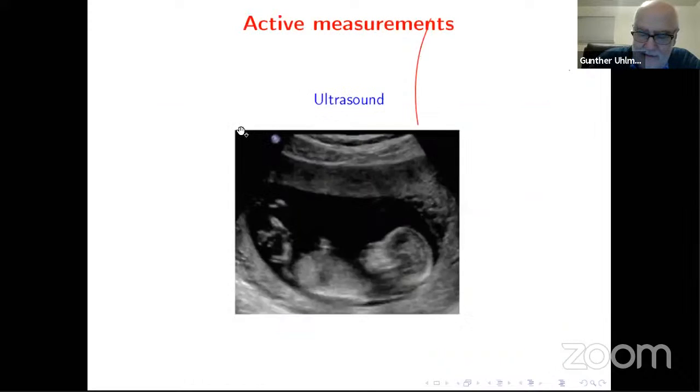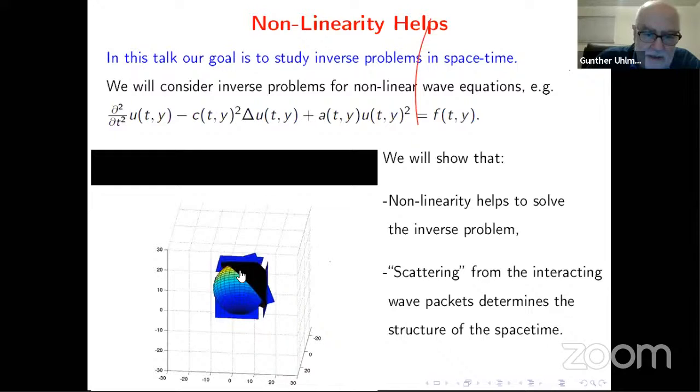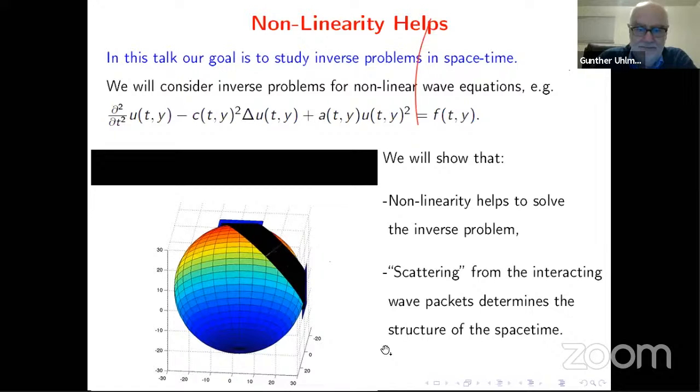So here there are four waves interacting when you have a nonlinear equation, and those interactions create an artificial point source, a new wave, and this new wave gives the information about the inverse problem and the structure of space-time. So this is the topic of this talk.